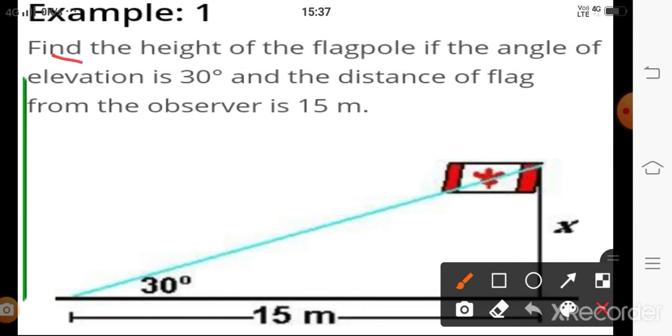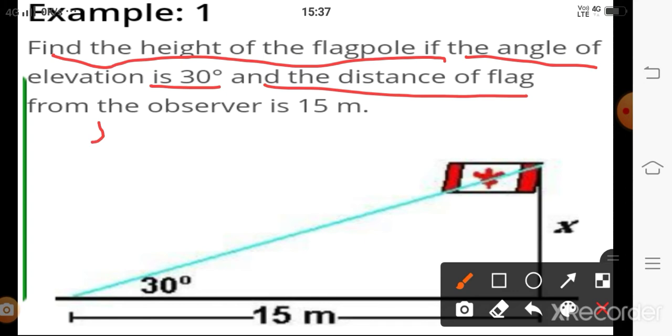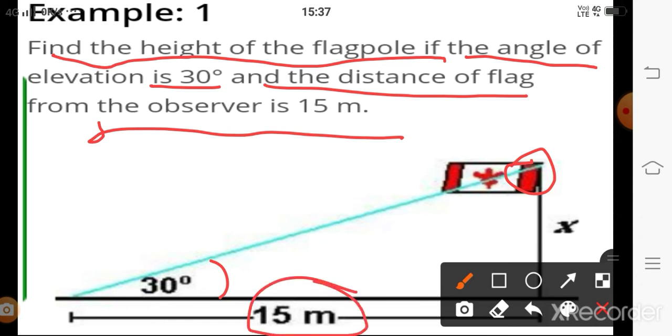Here I am taking a question. Find the height of the flagpole if the angle of elevation is 30 degrees. If the angle of elevation is given, it means the observer is at the bottom and observes the top. And the distance of the flagpole from the observer is 15 meters. In the diagram, this angle is given as 30 degrees, he observes the top of the flagpole, and the flagpole is at a distance of 15 meters. What we have to find is the height of the flagpole.